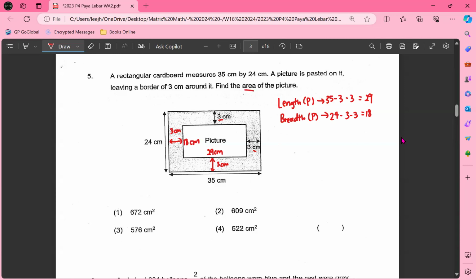We can find the area of the picture. Okay, so area means length times breadth, right? So area of picture, length is 29 times 18. Your answer will be 522 square centimeter. Please remember, okay? So your answer is number 4.